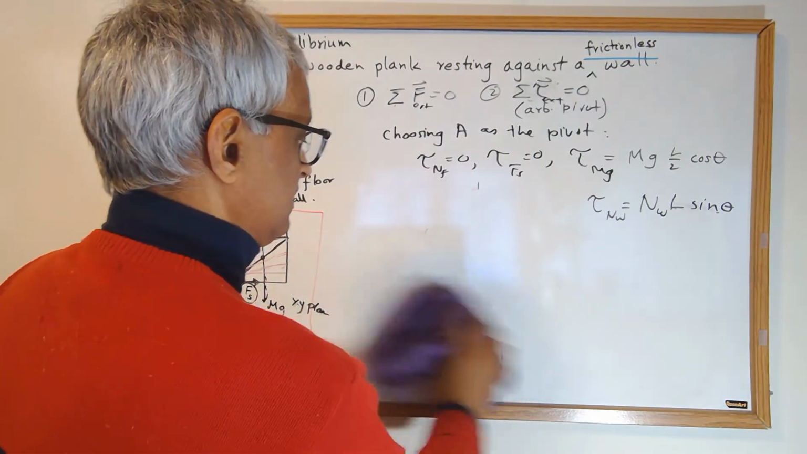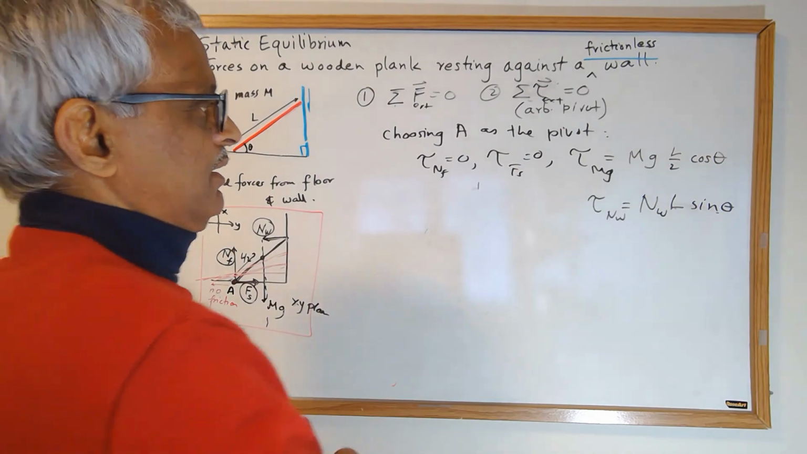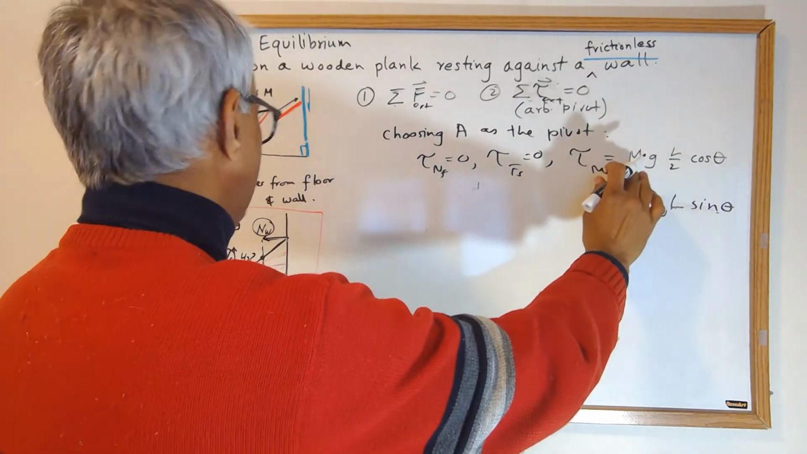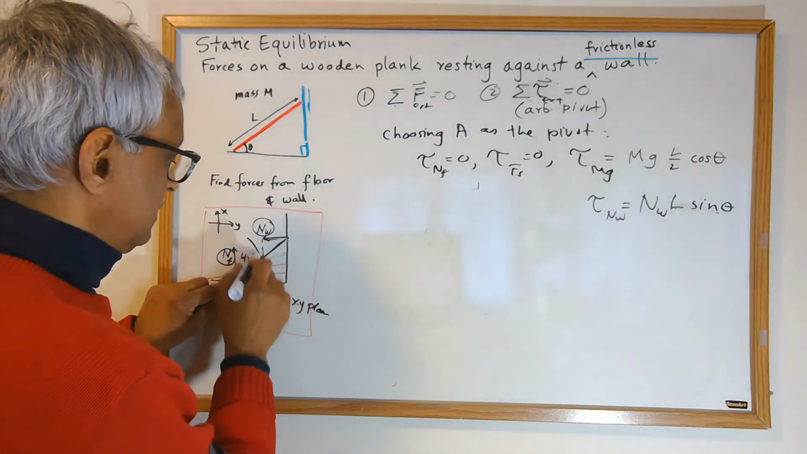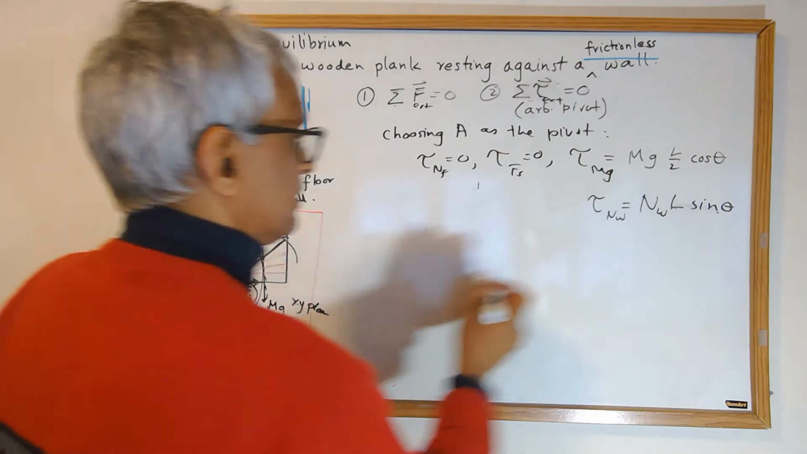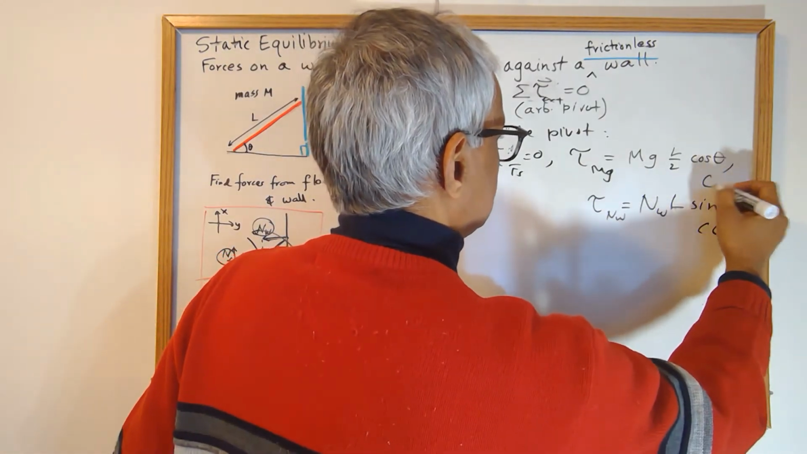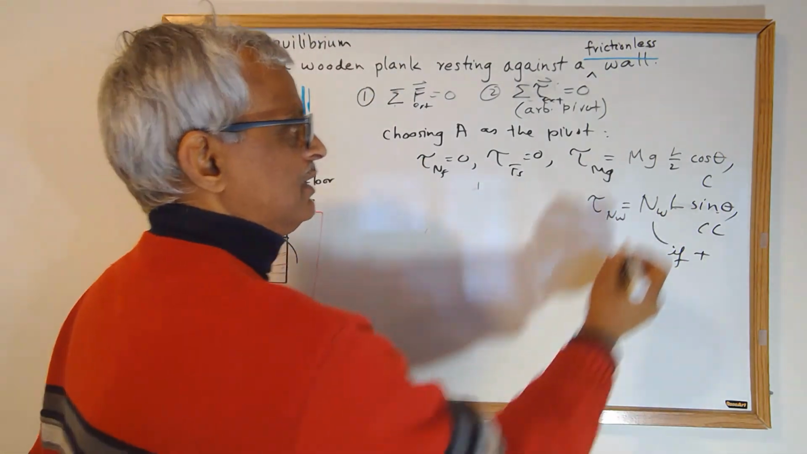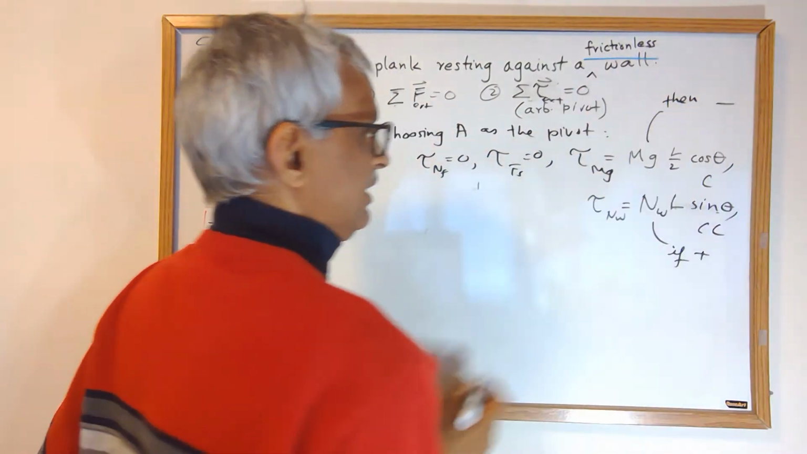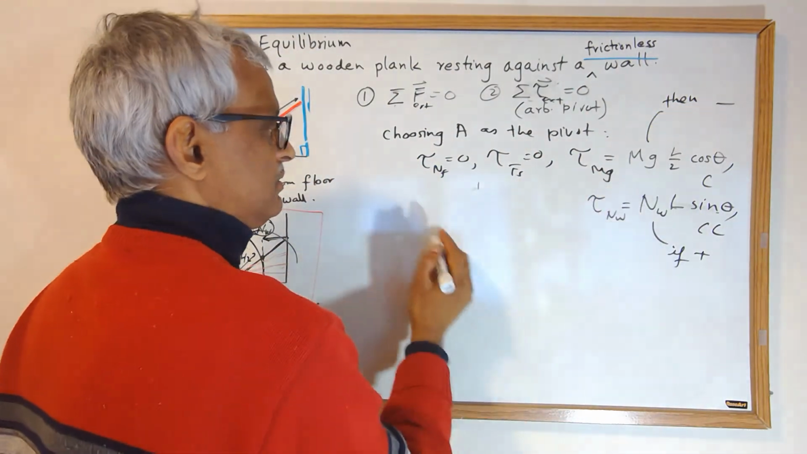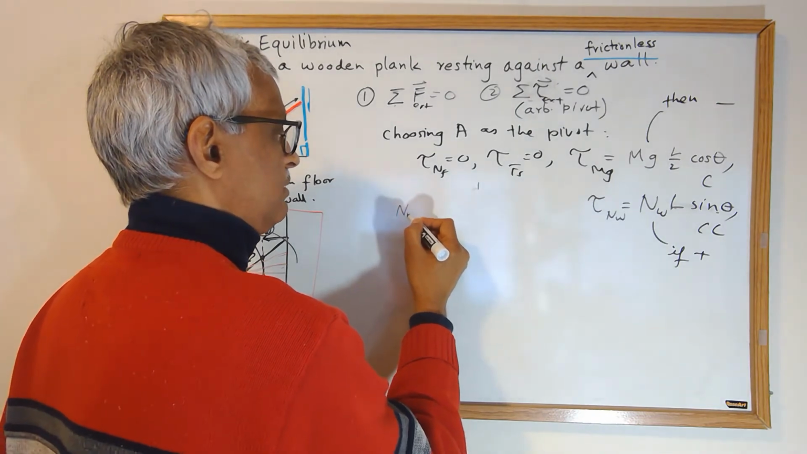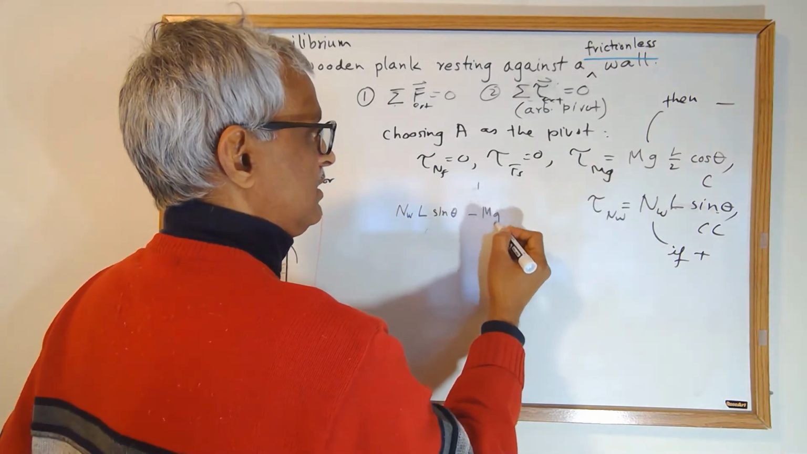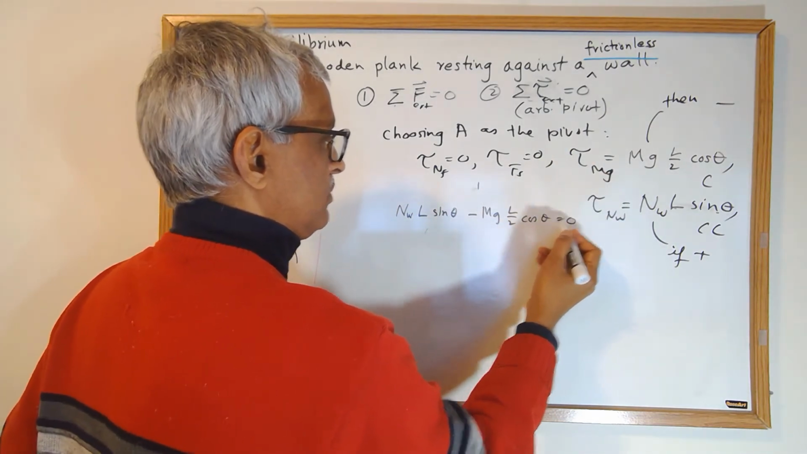So can you erase this? This says add all of this in a vector way. So I need to have clockwise and counterclockwise. So this is clockwise and this will be counterclockwise, which means if I take this as positive, then this will be negative, and vice versa. So we just do it that way. So I have NW L sine theta minus mg L over 2 cosine theta equal to 0.